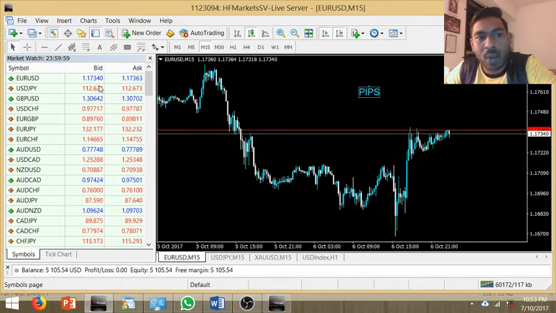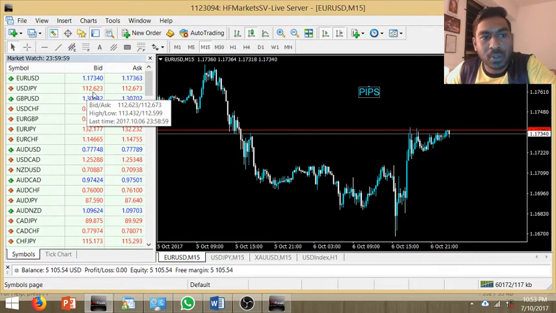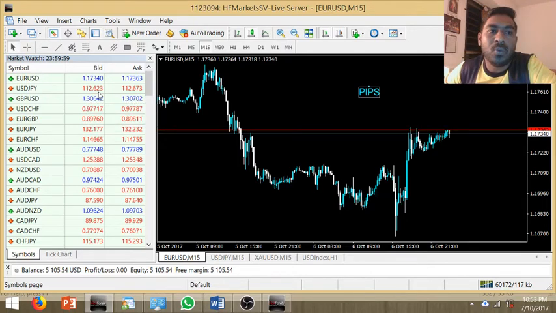If this goes up by 1 digit, when it goes up from 112.623 to 112.633, then USD Japanese yen had gone up by 1 pip. Similarly, the other way around, if USD Japanese yen moved from 112.623 to 112.603, then you would say USD Japanese yen dropped by 2 pips.